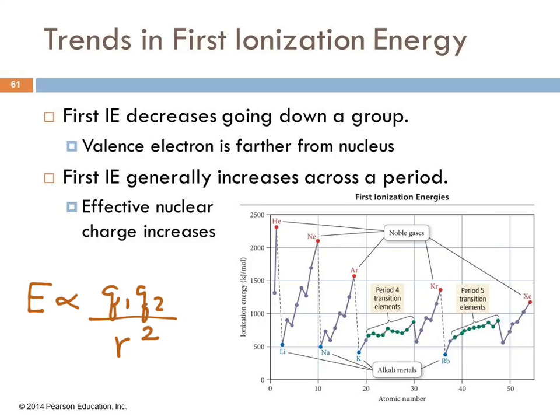And so as we go down the group, the atom's getting larger. The electron that's getting pulled off is in a higher principal quantum level. It's farther from the nucleus. If R is larger, the energy required to pull it off is less. So ionization energy decreases.